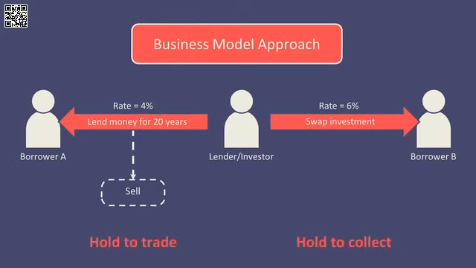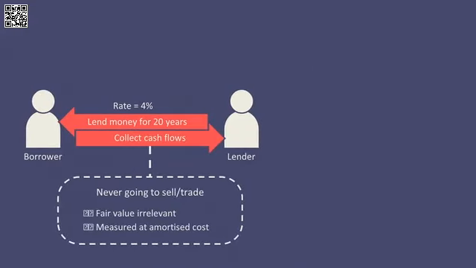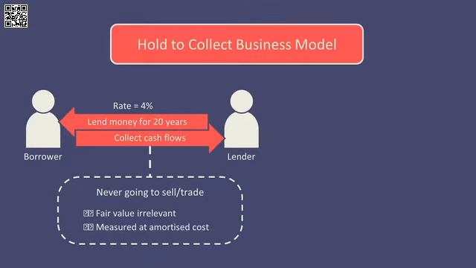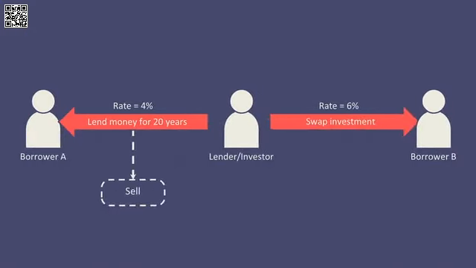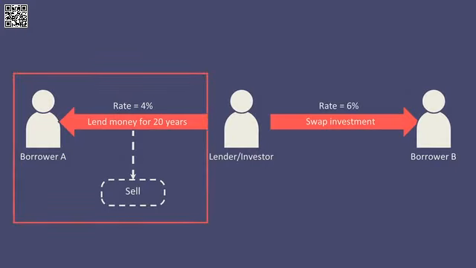If the more attractive alternative at 6% had not come along, I would have simply collected the contractual cash flows for the 20 years, and that would be a hold to collect business model. However, because the more attractive alternative has come along at 6%, I am going to sell my original investment and swap it for the more attractive alternative.